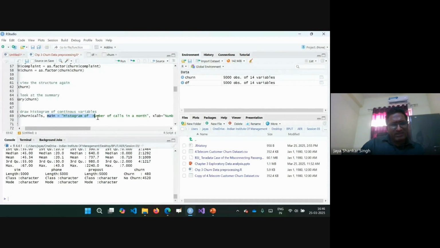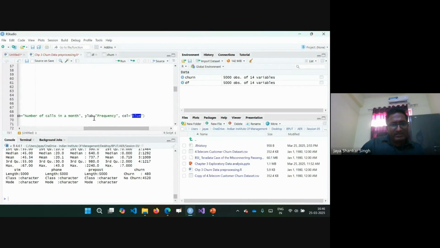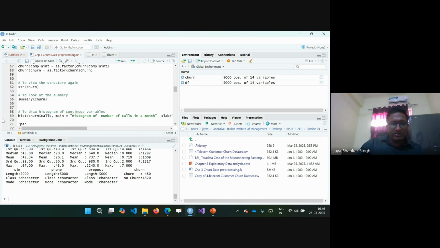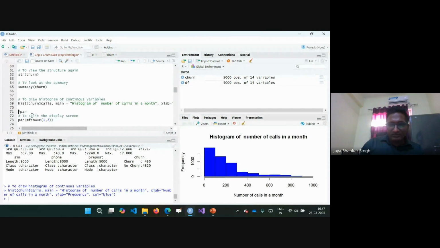I'm just giving the main title, and what will be the name of the histogram? What will be the label on the x-axis? Number of calls in a month, and the label on the y-axis will be frequency. And I'm just passing the color as blue. You can use any color. You need not give these arguments also. It is not necessary to give all arguments. Now, if I run this particular command, this is what I'm getting, right?